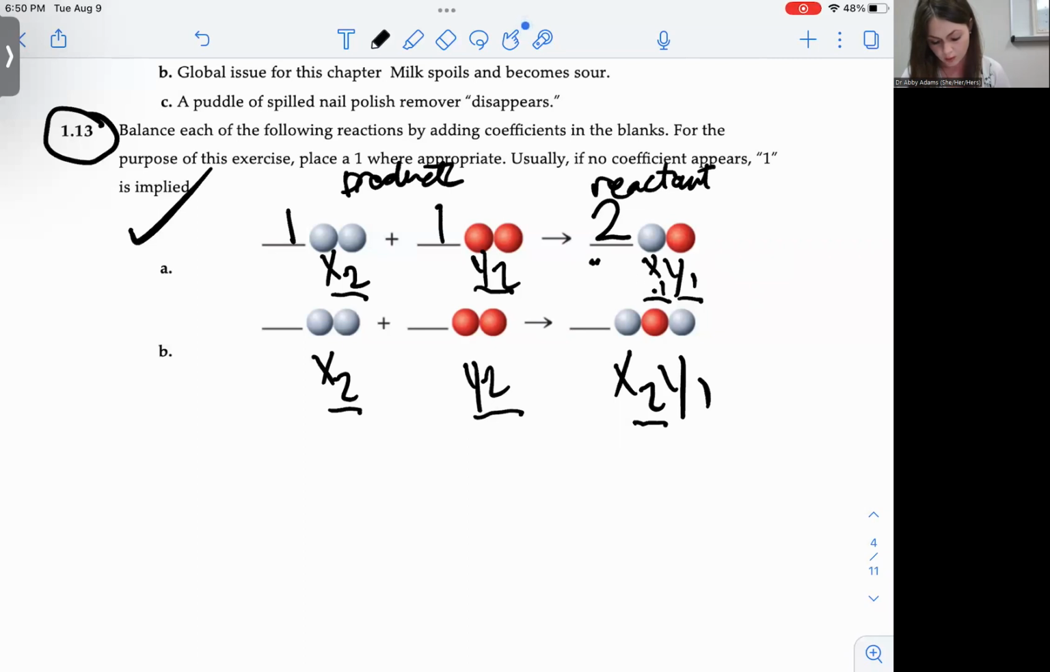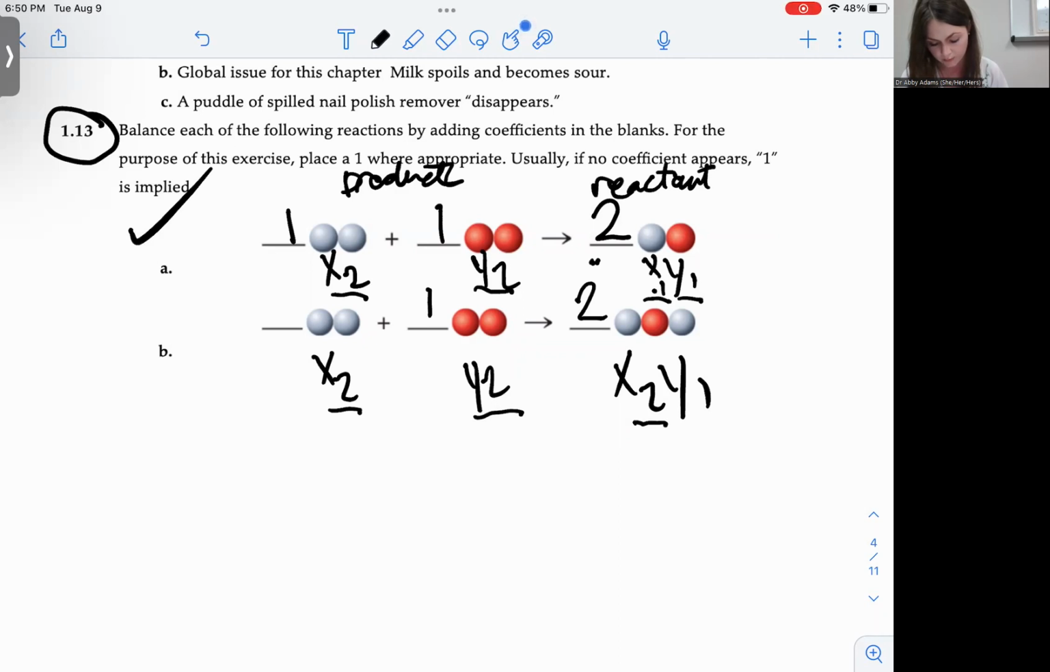We have 2y. Basically, we need to increase y on the reactant side in order to balance this, right? And so if we put a 2 here, so now we have 2y, okay? And here, if we put 1, then we have 2y here. My y's check out. But what about x's?